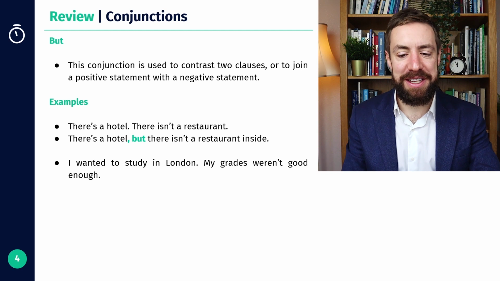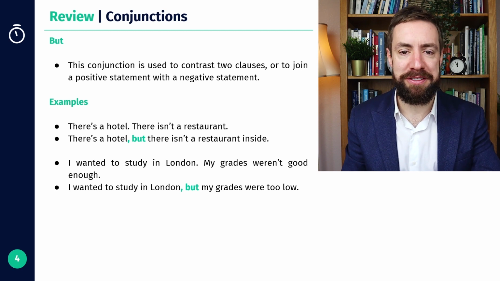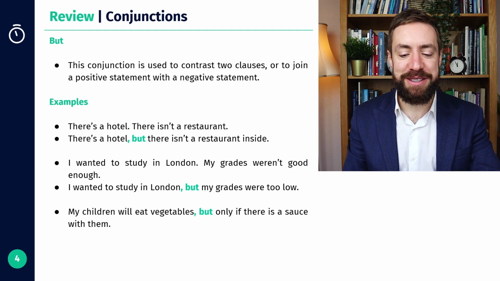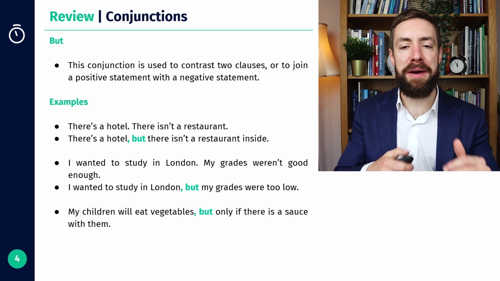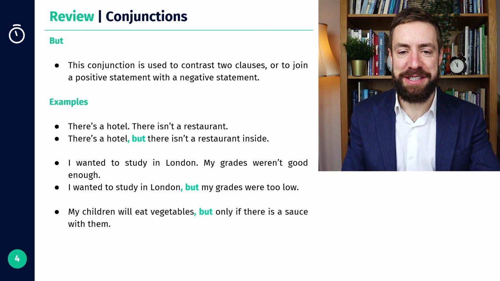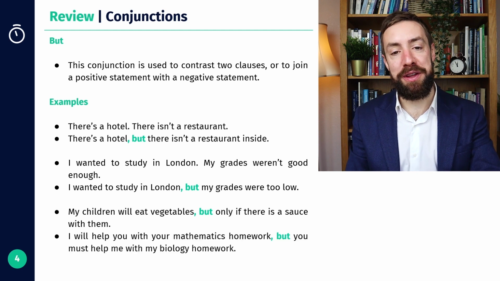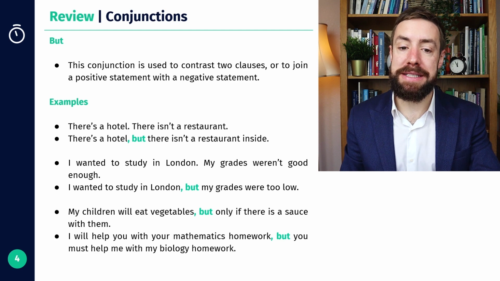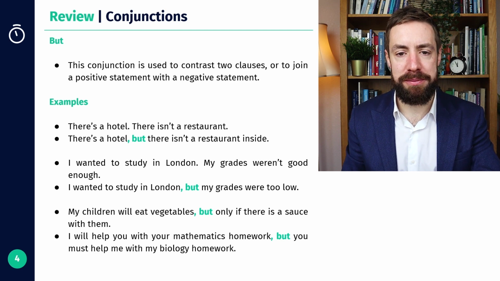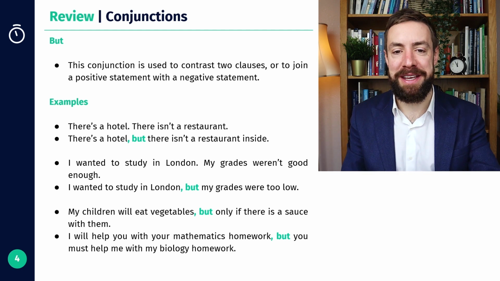I wanted to study in London, my grades weren't good enough. I wanted to study in London, comma, but my grades were too low. My grades weren't good enough. My children will eat vegetables, comma, but only if there is a sauce with them. So that one, of course, is giving a positive thing. My children will eat vegetables, but there's a negative as well. Only if there's something nice. Only if they get pizza and donuts as well. I will help you with your maths homework, comma, but you must help me with my biology homework. All right, so positive thing, I'll help you, but negative thing, you have to help me as well.